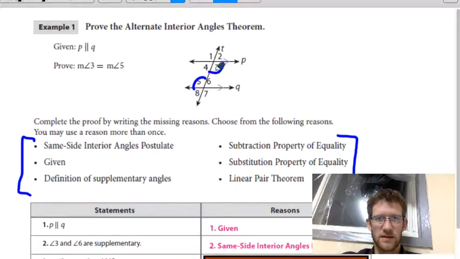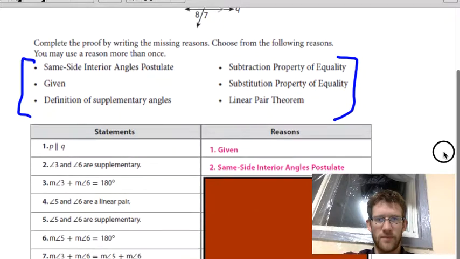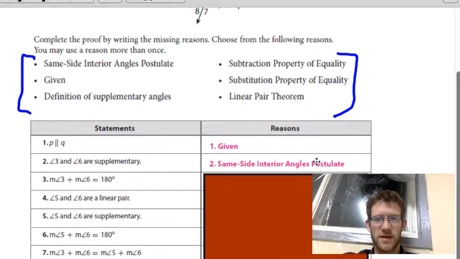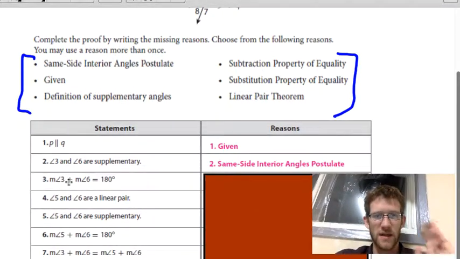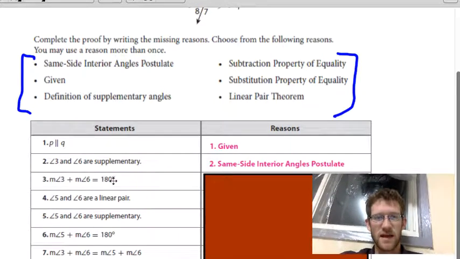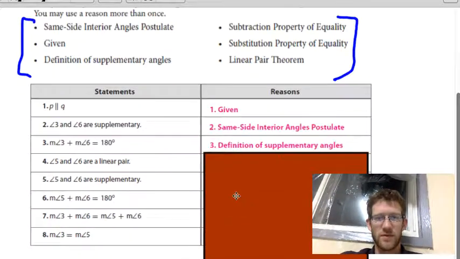Let's look at 3 and 6. Oh, those are the same side interior angle postulate again. But note that this postulate merely says that they are supplementary. It doesn't say that they add up to 180. This is the definition of supplementary. So it's another step.